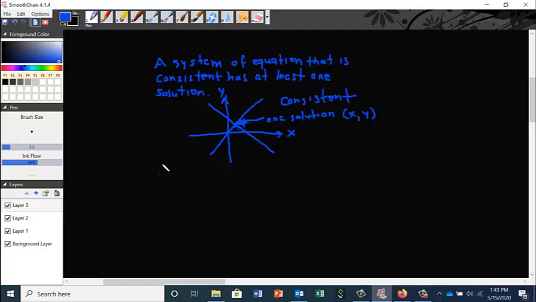So a system of equations that is inconsistent has no solutions.